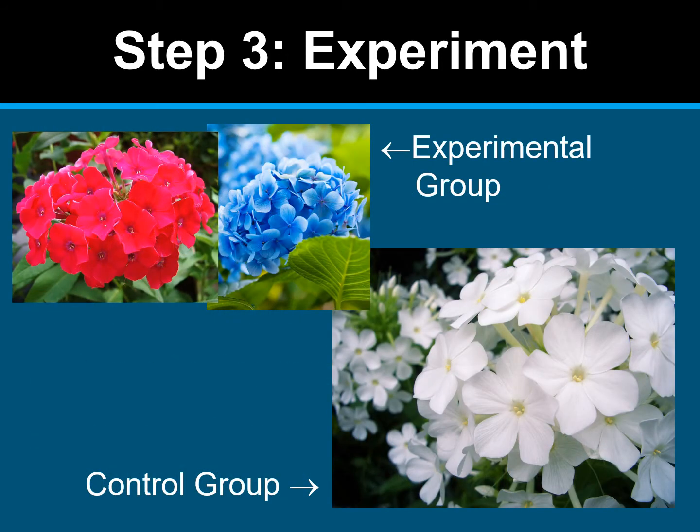Now that I've designed my experiment, I will run the experiment and gather data. The way I would set up this experiment is to have several plants with red flowers, let's say about 10, and the same number of white flowers and blue flowers. These could be planted in the ground or in pots as long as they have the same experimental conditions.